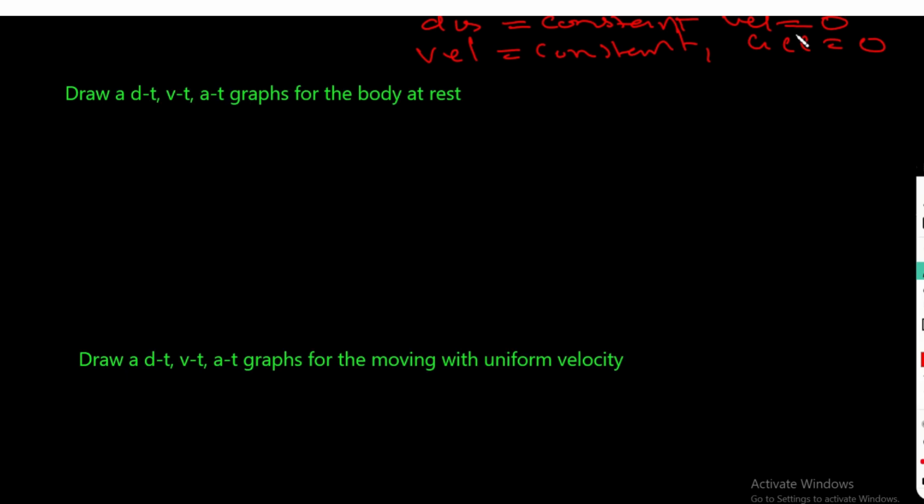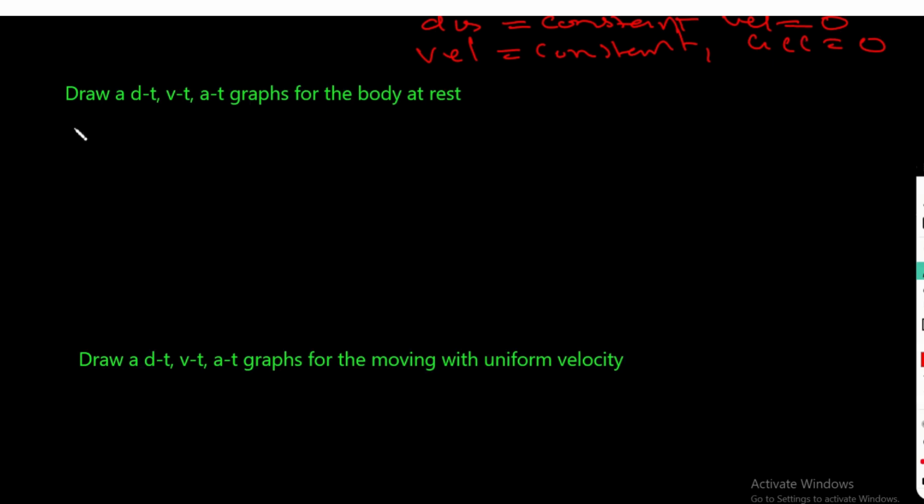Now let's look at this problem. Draw a distance time graph or displacement time graph, velocity time graph, and acceleration time graph for a body at rest. When we say the body is at rest, it means that the body is not moving. So it means the distance is constant. It means that the displacement is constant.